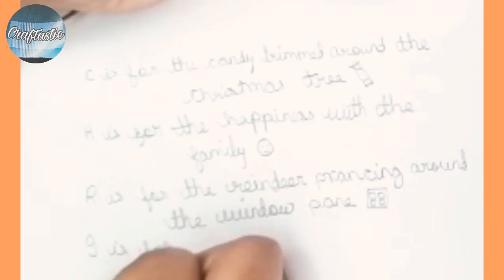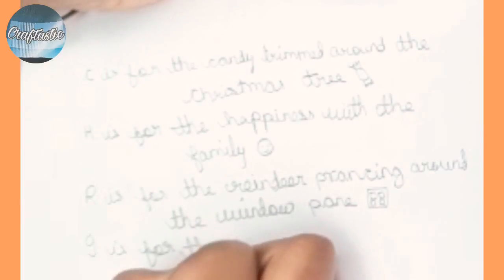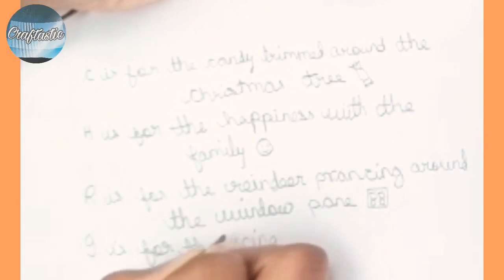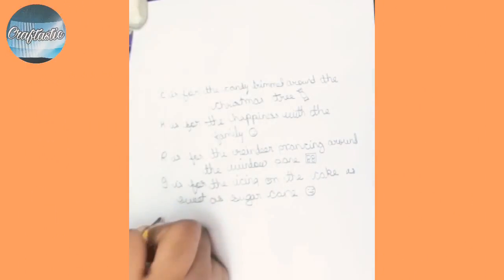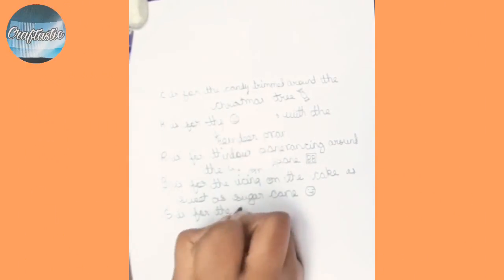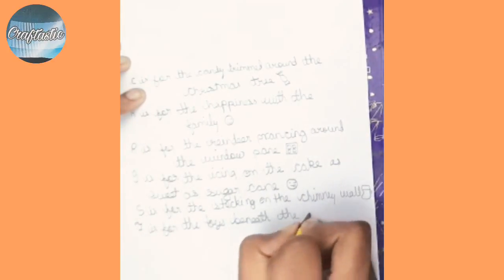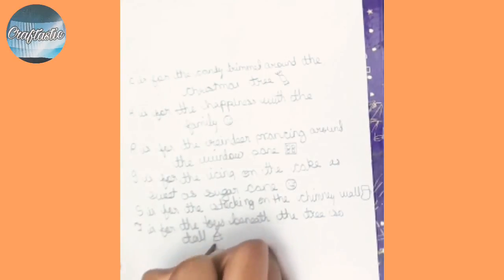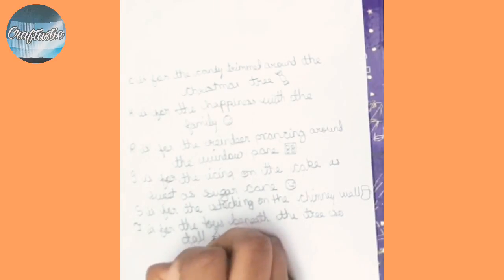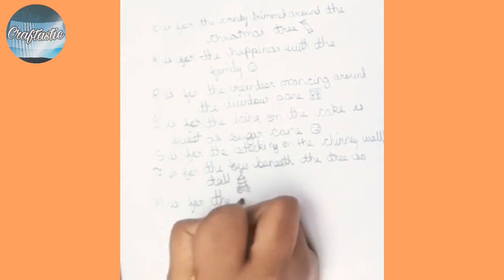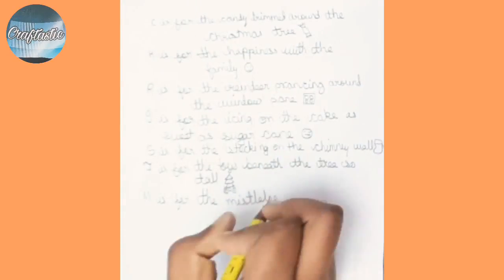Now it's I, so let's write with I. I is for the icing. Let's see what we'll write again. Yes, I is for the icing on the cake as sweet as sugarcane. S is for the stocking on the chimney. Also, I drew a small stocking. Then T is for the toys beneath the tree so tall. So I will draw a Christmas tree and will give some toys. Okay, and then it is M. M is for the mistletoe where everyone is kissed.